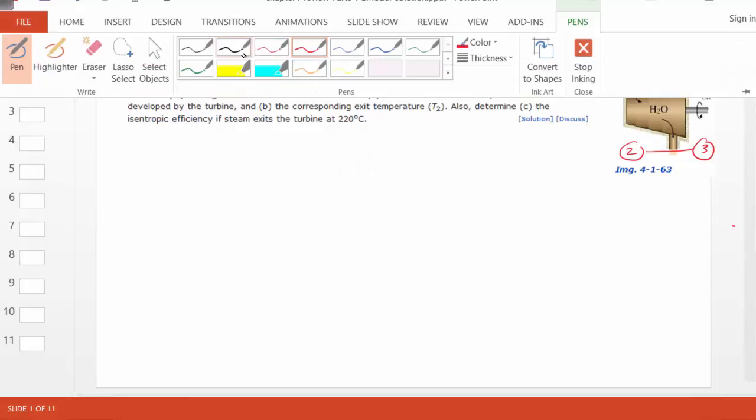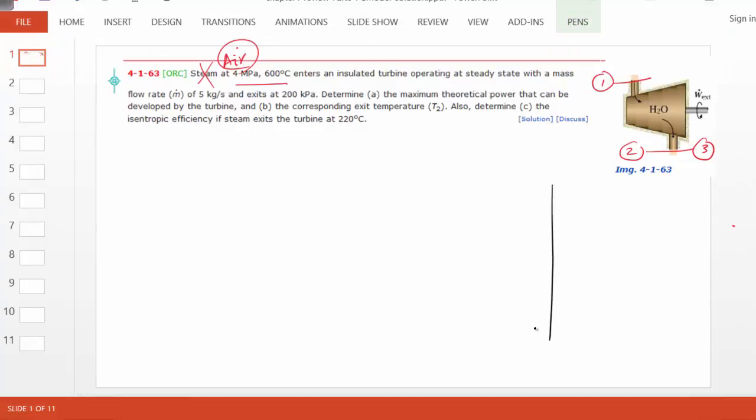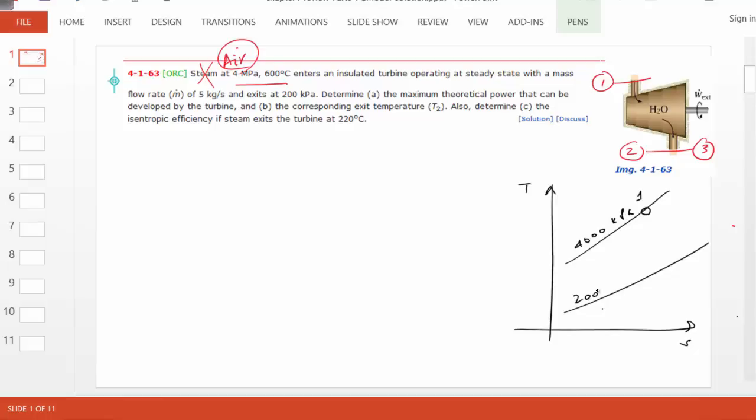First thing first, we draw a TS diagram showing the ideal and the actual turbine. Recall that the constant pressure lines look like this. So this is the pressure line of 4 MPa for a perfect gas. Let's say this is state 1. So this is the 4000 kPa line, and the air expands to 200 kPa. So this will be a 200 kPa line, and in an isentropic case it will come down vertically, and we know that in an actual turbine the exit entropy will be slightly higher.